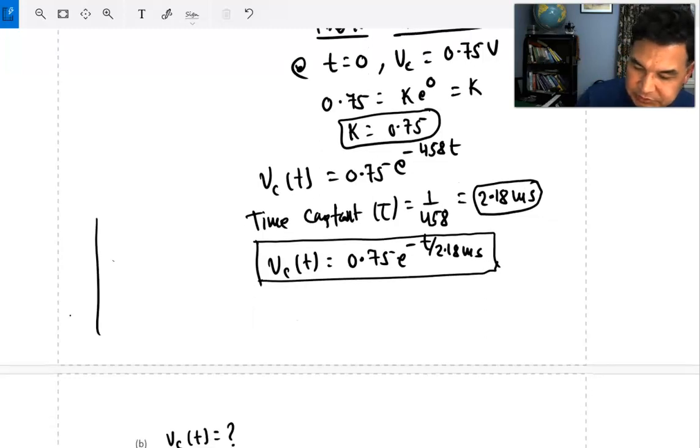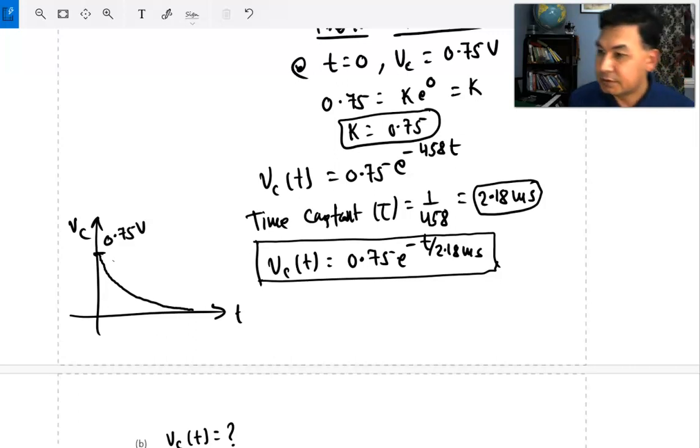So if you just graph it, it will be something like that. Initially it was 0.75 volt, and then it will discharge like this, right? So something like that.